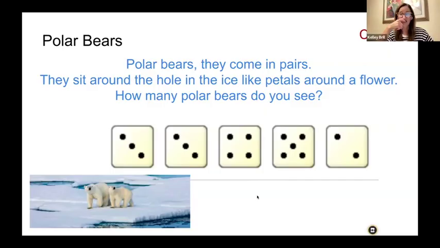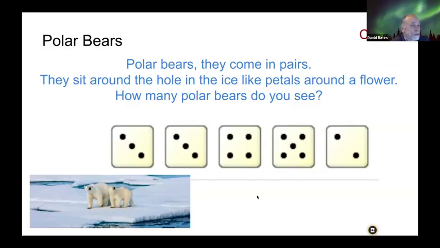1. I mean, 1 die representing 2. Anybody? Bueller? Anybody? There's 1 pair. So is it 1 pair of polar bears?